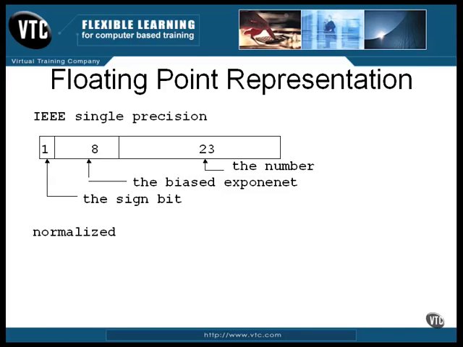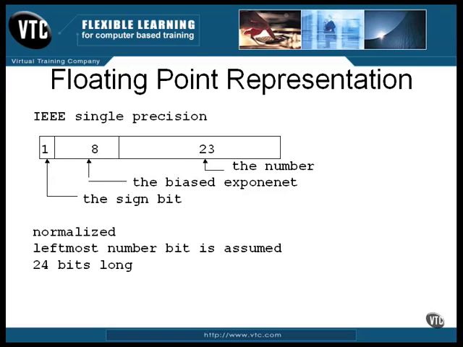Shifting the number as far as possible to the left provides the maximum number of bits for digits. Now, the first bit of every such number is always 1, so the number is actually shifted one more position, and the leftmost bit, the most significant bit, is assumed. It's assumed to be 1. The result is that a normalized number is 24 bits long, with the first bit assumed. Converting the maximum possible value to base 10 shows that this representation has 7 digits of accuracy.